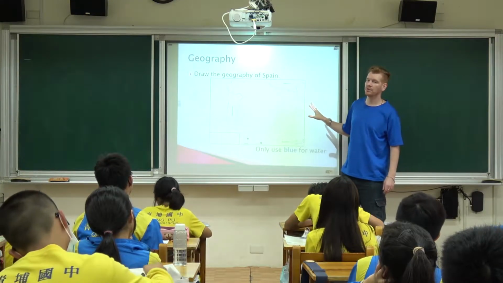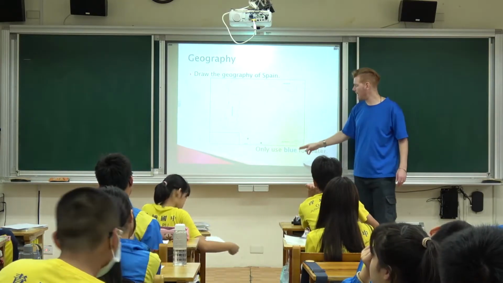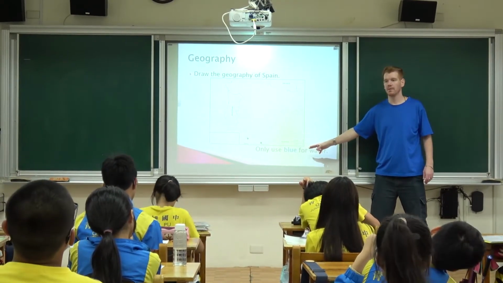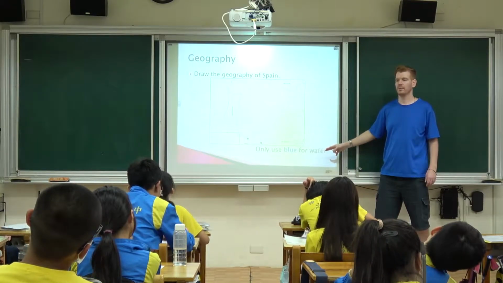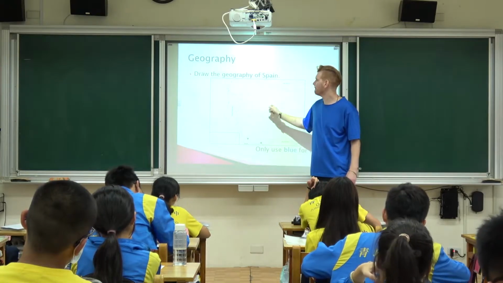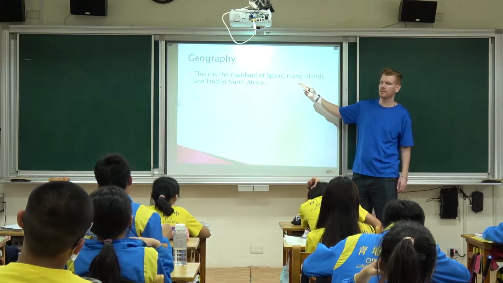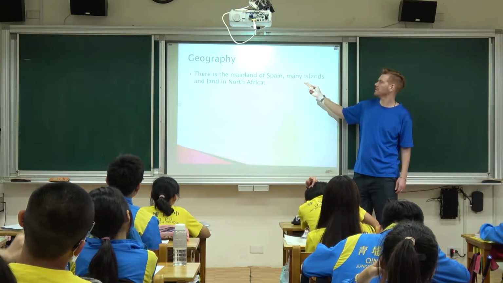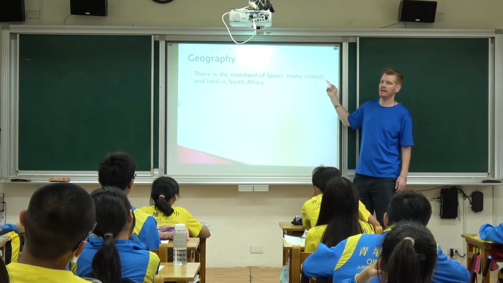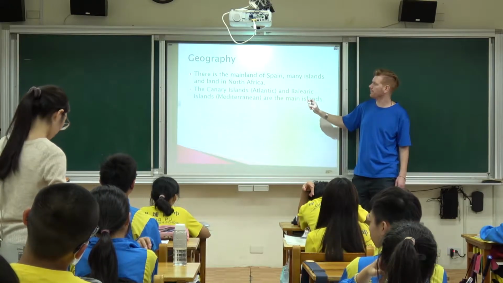Now, we are going to draw the geography of Spain. Remember? Blue for water. Yep, blue for water. Then, this is the mainland of Spain. Many islands and lands in North Africa.